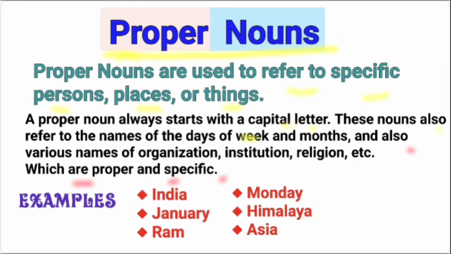And here are few examples for you. India. India is a country name. January. January is a month name. Ram. Ram is a name of a person. Monday. Monday is the name of a day. Himalaya. Himalaya is the name of a mountain. And Asia. So all these and so many examples are here which show the proper and the specific name of the noun. So they are called proper nouns.